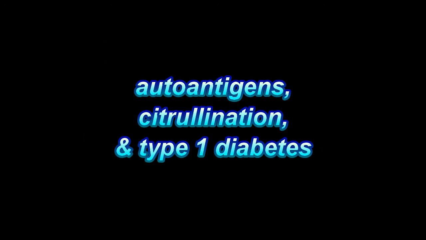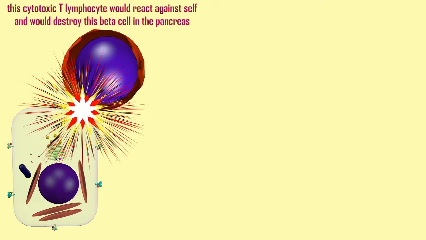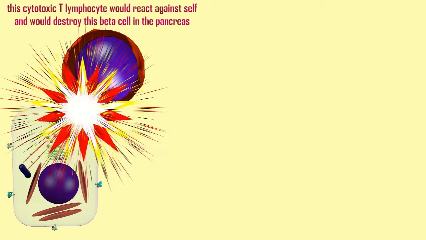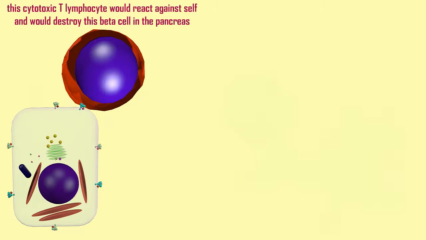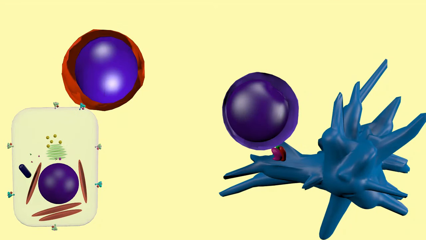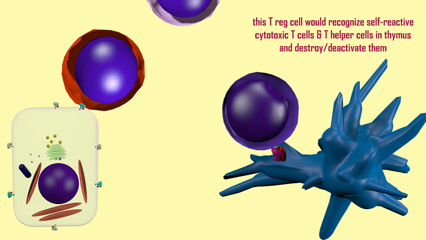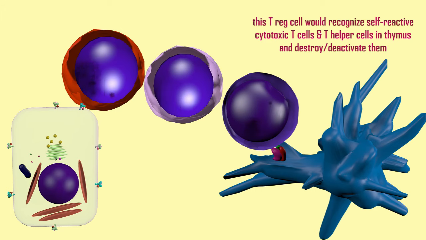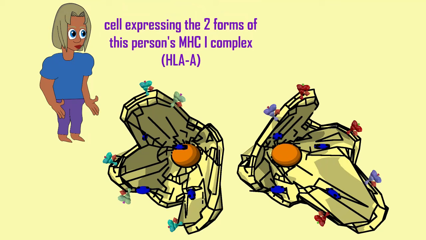The T lymphocytes, which leave the thymus, should not react against self-peptides. They should not attack body cells for the peptides that these body cells typically make. They should be tolerant of self. In the thymus, they are presented with self-peptides, and any which react against self are selected against or destroyed.